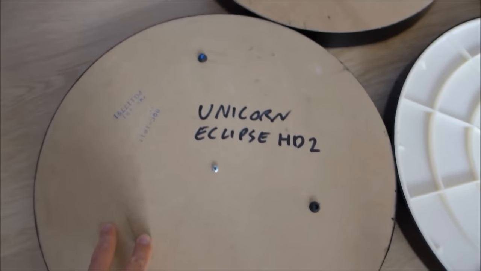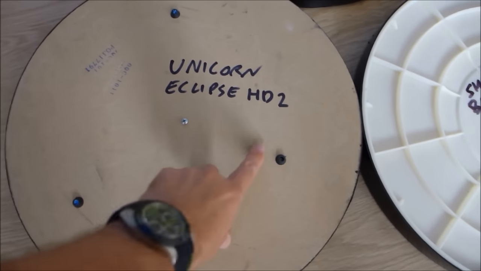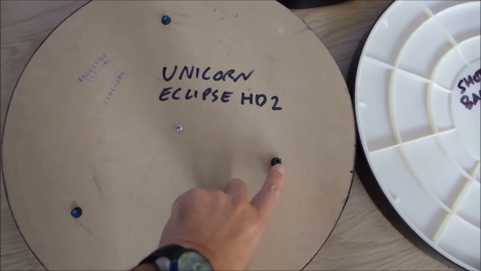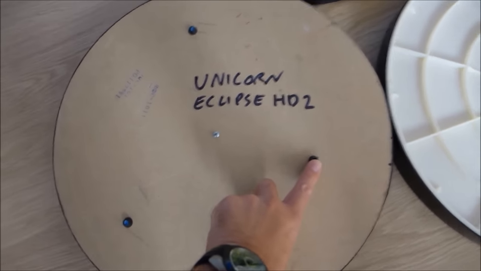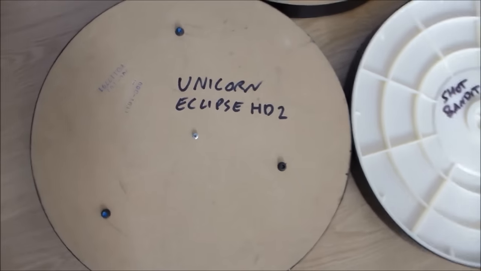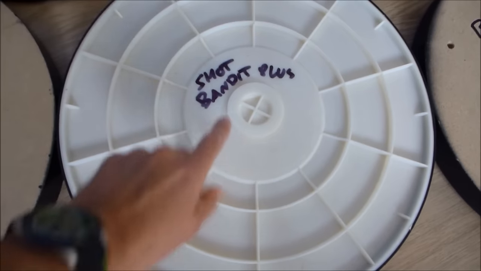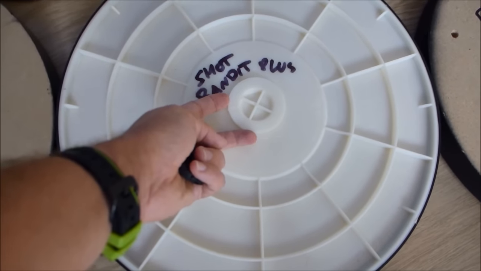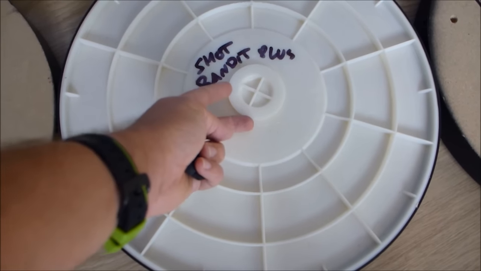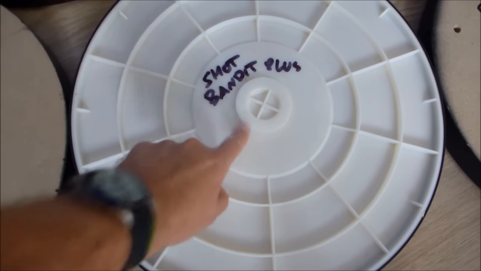And that's the Unicorn Eclipse HD2, which is the same as the Eclipse Pro 2 with the little rubber feet on. I'm not going to bother taking them off. I don't think it's going to make that much difference, but this is the Shot Bandit Plus, and as you can see, it's got its own plastic back, so it needs a special bracket for that, and I'll put that up after I've tested the others.